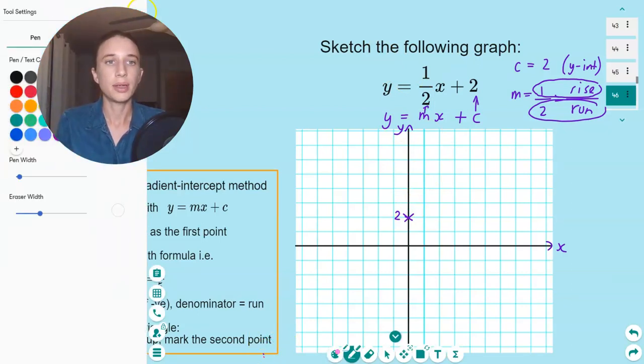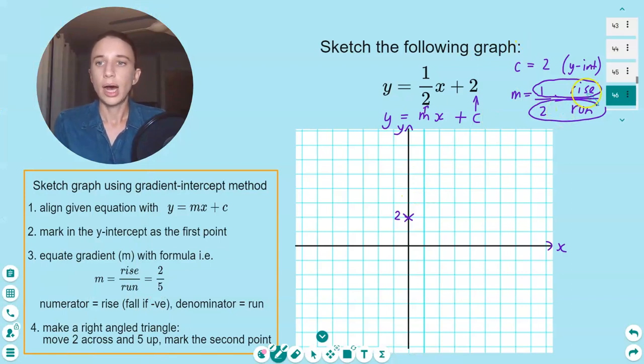Let's do it light pink, yeah. You can either choose to rise or run first, actually. I might run first. I'm going to run across 2 units from that y-intercept. See, I've run across 2 squares. I'll put a little dot. So the run's done. And then I'm going to rise a positive 1 unit. So I'm going to rise up 1 unit and make my little right angle triangle.